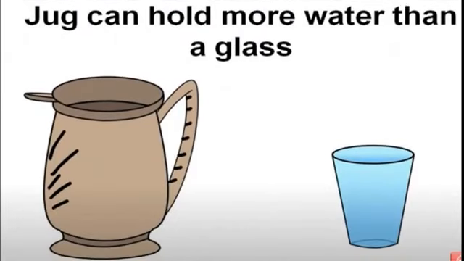Students, you can see here a glass and a jug. Glass is smaller than jug, or jug is larger than glass, isn't it? Means jug can hold more water than a glass. Am I right?